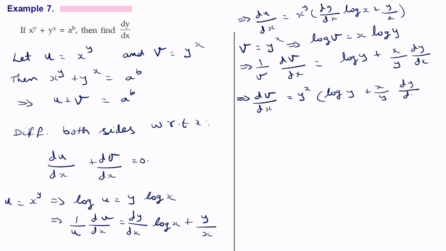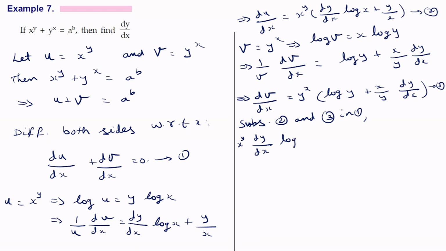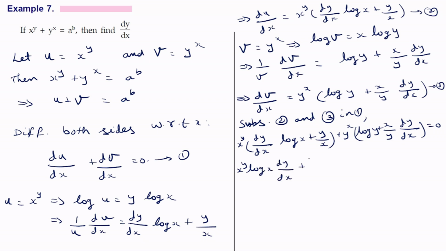So from this we get dv by dx equal to y raised to x into (log y plus x by y dy by dx). Now let us take this as equation 1, du by dx as equation 2 and dv by dx as 3. Now substituting 2 and 3 in 1, we get x raised to y (dy by dx log x plus y by x) plus y raised to x (log y plus x by y dy by dx) equal to 0.